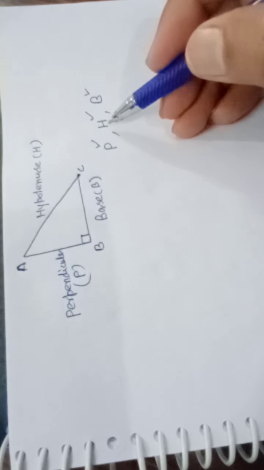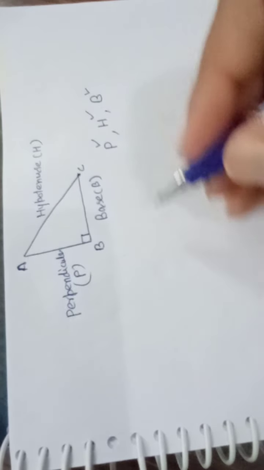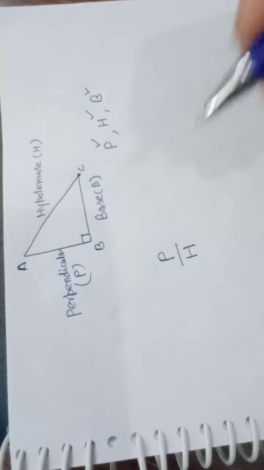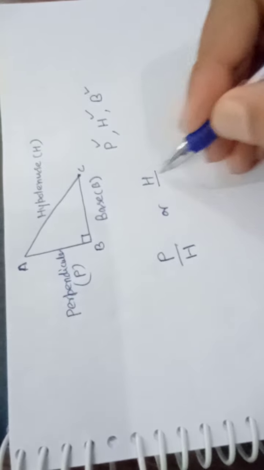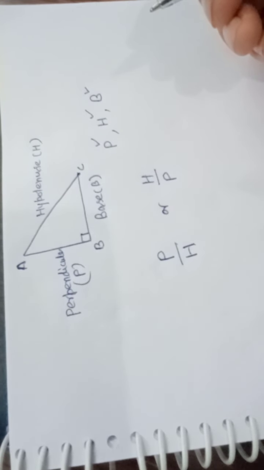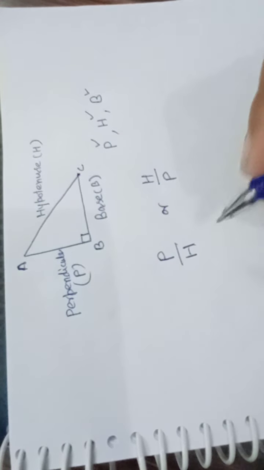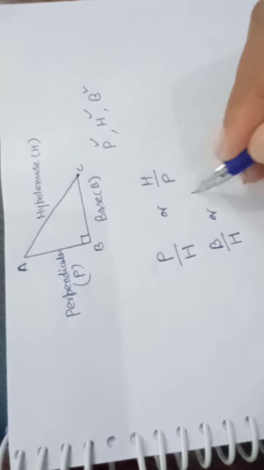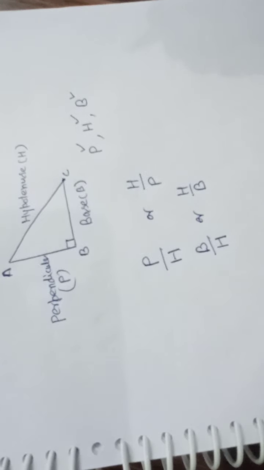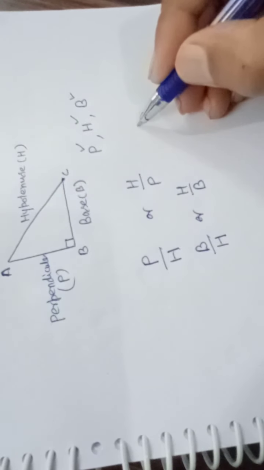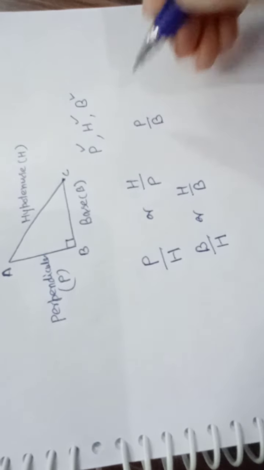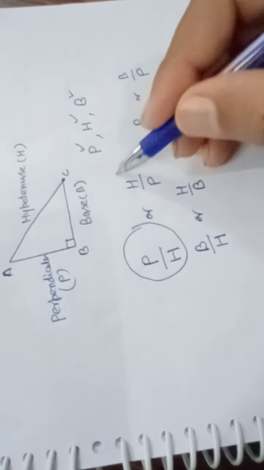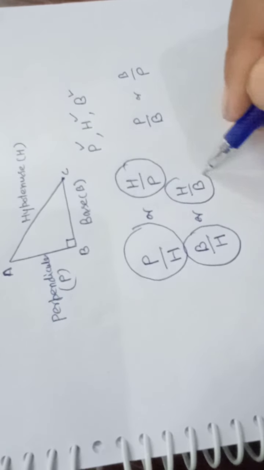How will we make ratios? By taking any two. Suppose I am taking P and H, then we have this ratio P by H or H by P. Second, suppose I take B and H, then it can be written as B by H or H by B. And suppose I choose P and B, then it can be written as P by B or B by P. So we have these total 6 ratios.